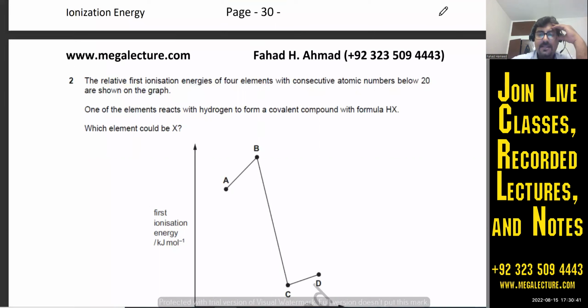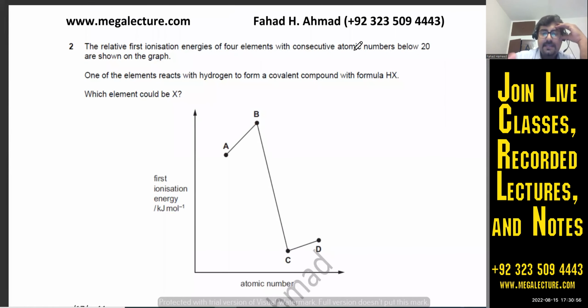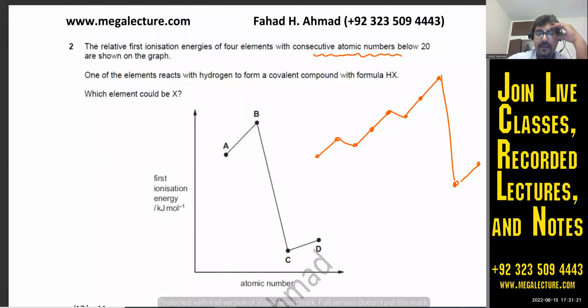Okay, the relative ionization energies of 4 elements with consecutive atomic numbers below 20 are shown. One of the elements reacts with oxygen to form a covalent compound HX. Now, these are consecutive proton numbers, right? So how does the graph look across the period? You've got group 1, 2, there's a dip at 3, then you have 4 and 5, and then there's a dip at 6, then you're going to have 7 and 8. What happens after 8? You move to the next period, and the whole trend starts all over again.